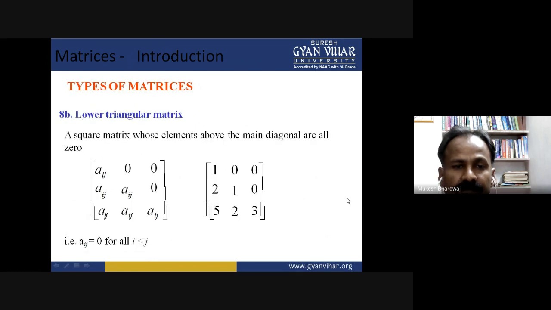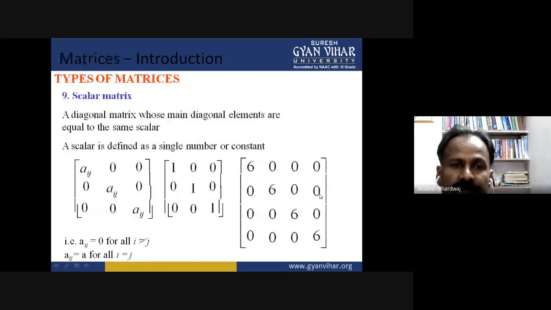A lower triangular matrix is one in which all the elements above the principal diagonal are 0. In general, Aij equals 0 for all i less than j. Okay, so this is the triangular matrix and the representation is in front of you.